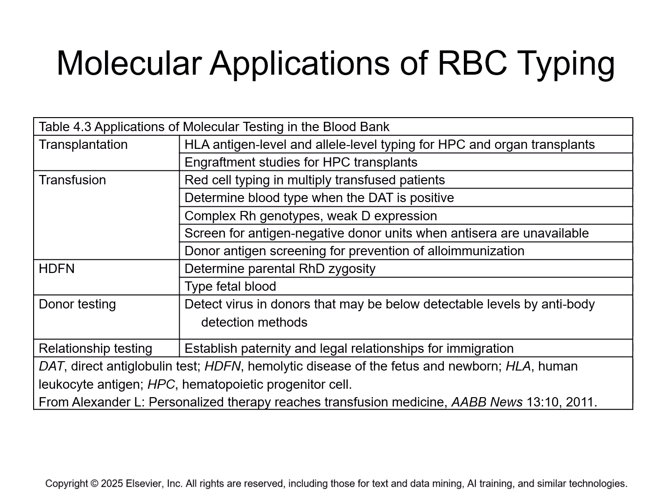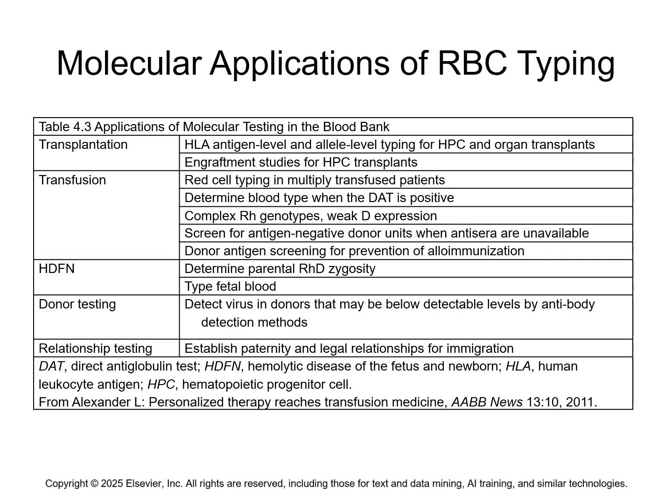We can also use that for engraftment studies for our hematopoietic stem cell transplant patients. For transfusion, we can use red cell typing in transfused patients. We can determine blood type when a DAT is positive. We can look for some unique situations involving transfusion. For hemolytic disease of the fetus and newborn, we can determine the parental RHD zygosity, so the level of RHD that the parents have, and we can type the fetal blood more easily. We can even type the fetal blood before the fetus has been delivered.